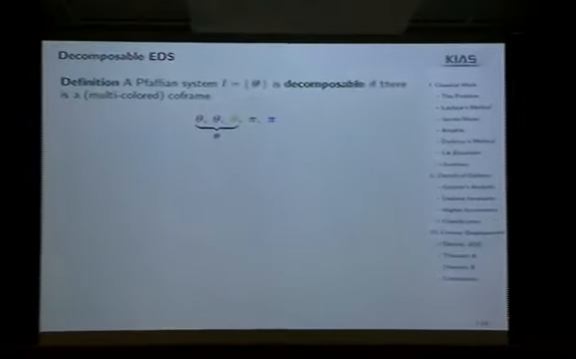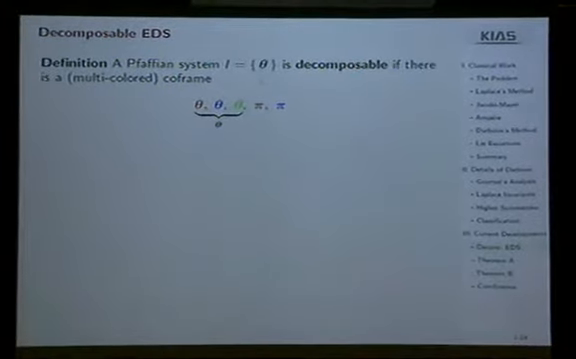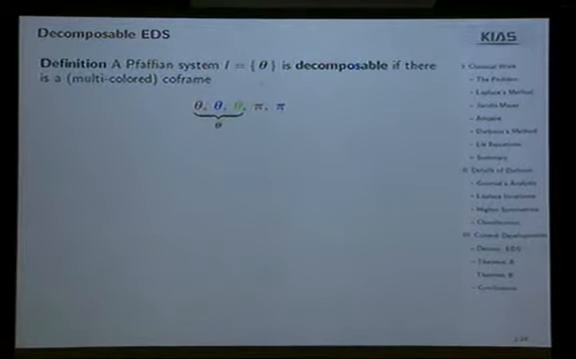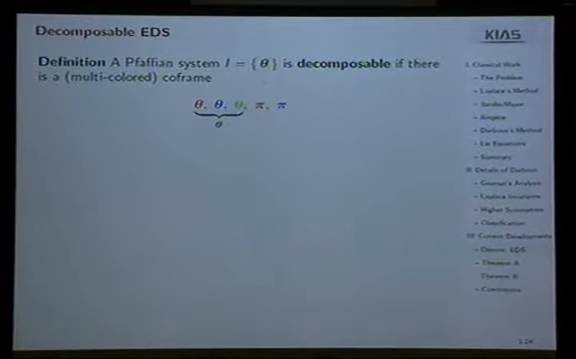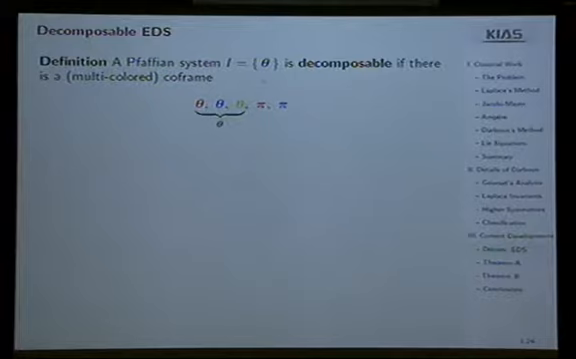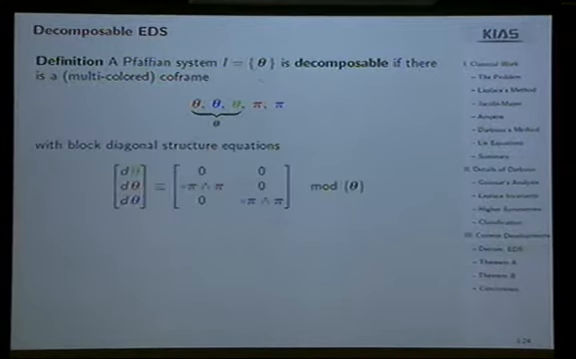So I'm going to call a Pfaffian system I, defined on some manifold, decomposable if there's a very colorful coframe. I take the thetas and split them into red thetas, blue thetas, and green thetas, and I complete that to a coframe with red pis and blue pis, such that the structure equations look like structure equations for a hyperbolic system.